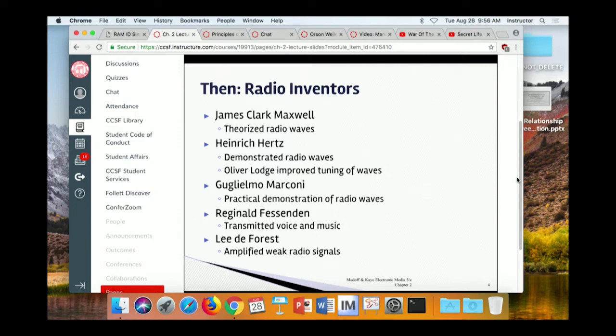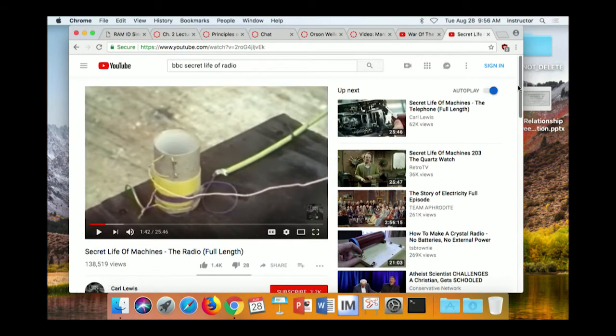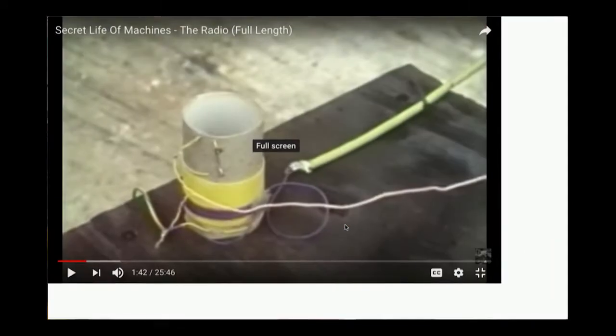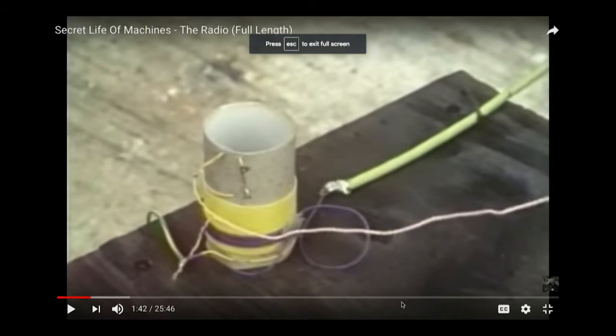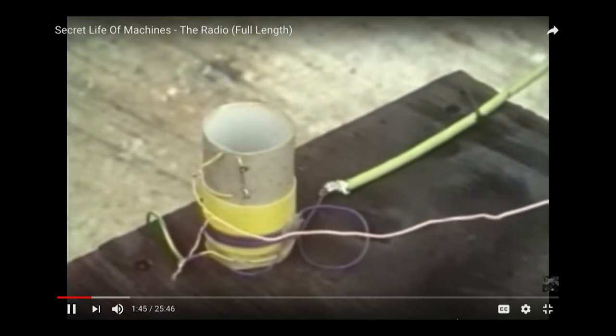So we have a little bit of a documentary here from Secret Life from the BBC, where this is kind of an old television show where a couple of these geeky characters tell us a little bit about the basis of radio, like what it actually is. Let's see here. And can we get some volume?